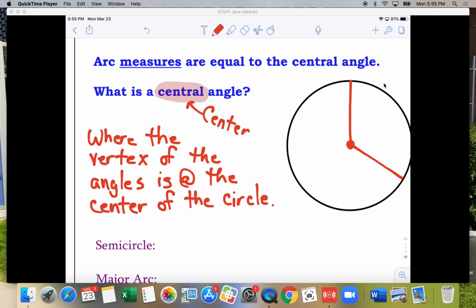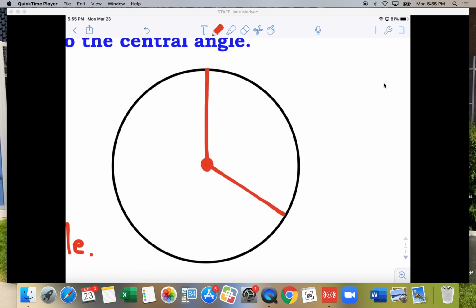Now we're going to talk a little bit about measures. A measure is how many degrees the angle is. So if I take a look at the angle that I just drew here, let's say it's 100 degrees. Then the arc measure of the angle is also 100 degrees. And that's that right there. So it's the angle, but this part of the circle is also 100 degrees.